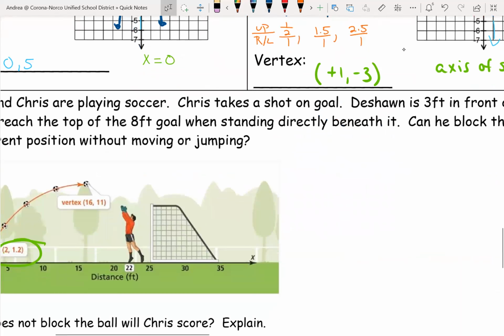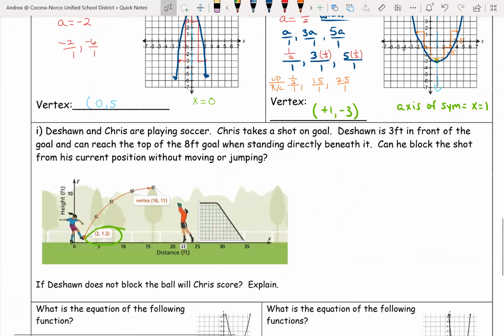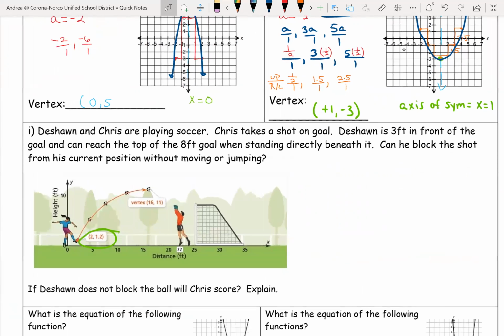Now we're going to talk about soccer. You know what? Let's do one of these first, and then we'll go back to the soccer because I think that will help.